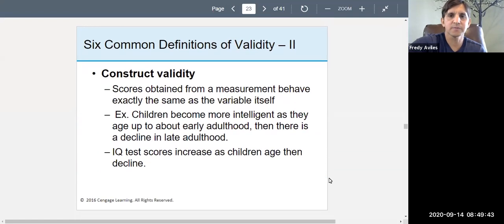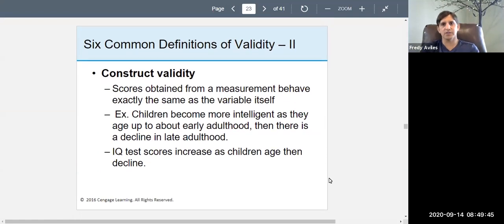There's also construct validity. Construct validity is a little bit harder to understand. Construct validity is when the scores obtained from a measurement behave exactly the same way as the variable itself. So this is hard to understand. It's when the scores basically vary the same way you would expect the actual variable, the actual thing that you're interested in, to vary.